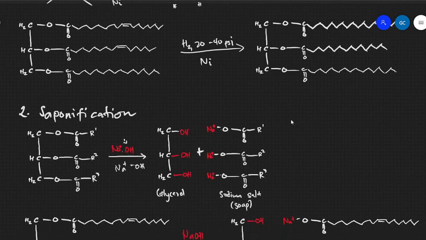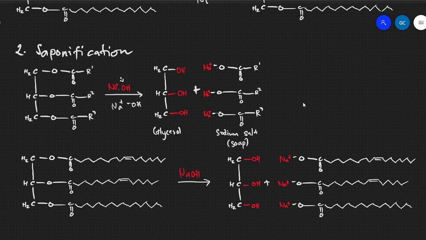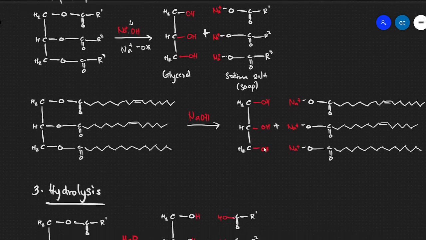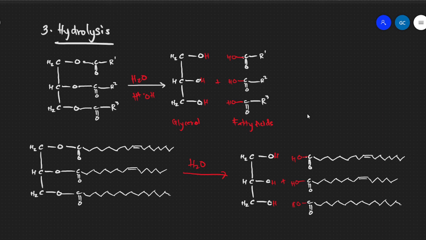So, another reaction is saponification, or salt formation, as others may say. What happens here, in the presence of sodium hydroxide, is the formation of glycerol and our sodium salt, which is what we call soap. That is due to the presence of our sodium hydroxide, or NaOH. And the last reaction is hydrolysis. So, by hydrolysis, this is just the addition of water to our triacylglyceride, producing glycerol and fatty acids.